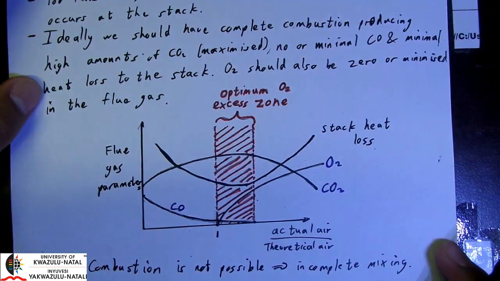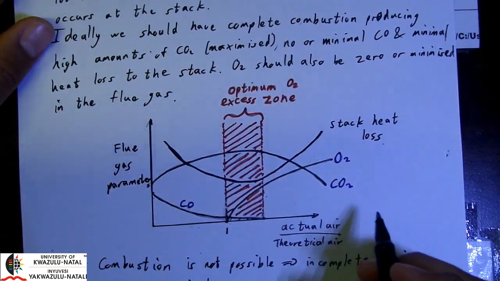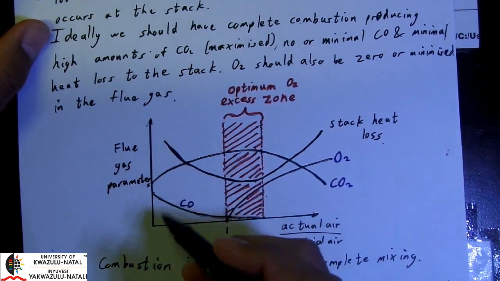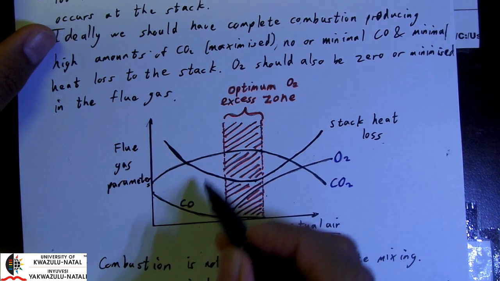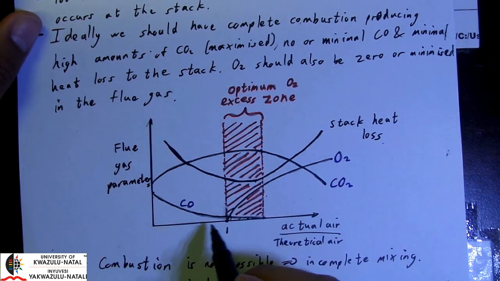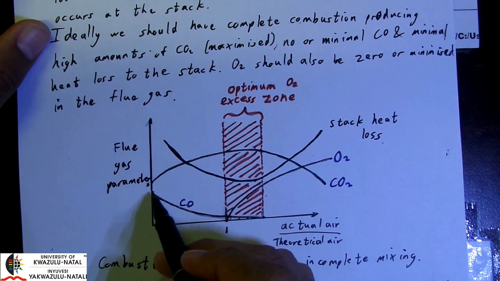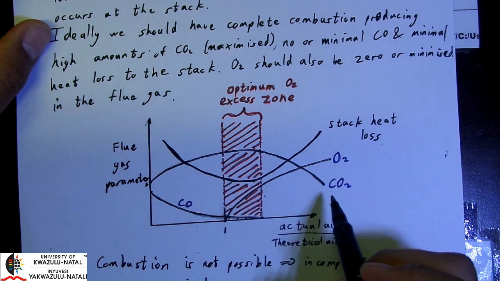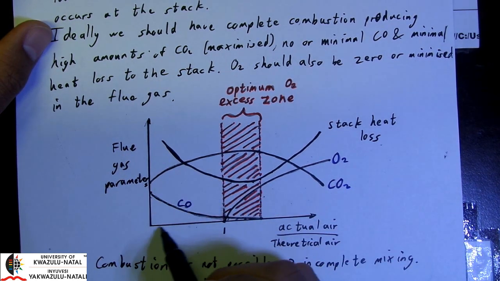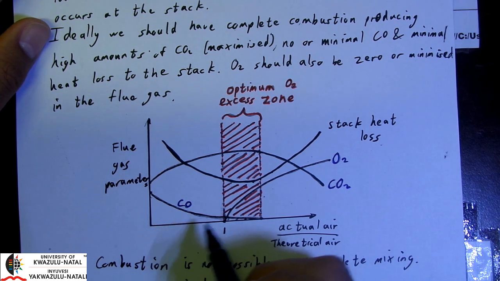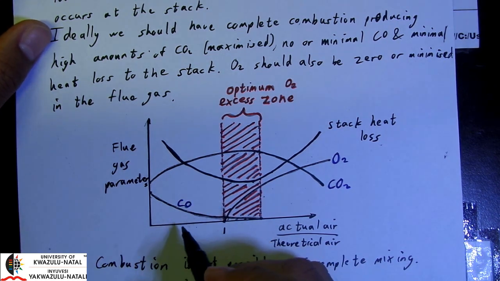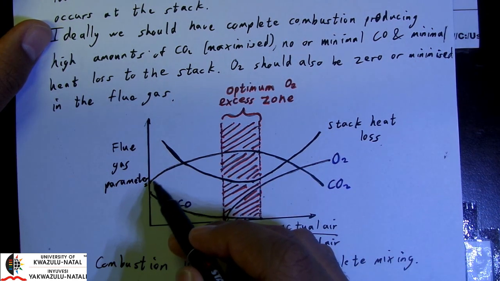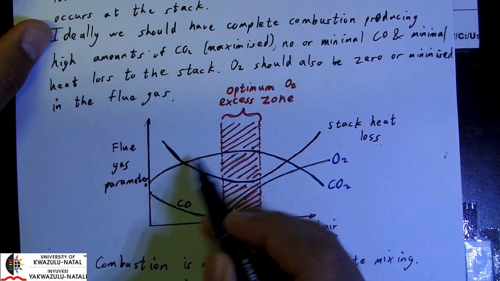Okay, so this is just a diagram to illustrate what happens when we do not have enough oxygen, or in other words, our actual air is a lot lower than our theoretical air. Then we have the formation of carbon monoxide out at the stack. We have also, of course, no oxygen because all of the oxygen is being used up because we have so little air. And we have CO2 being produced initially at comparatively low quantities.